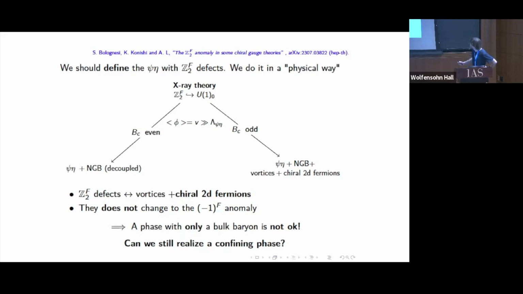But if you do this in a BC odd case, then what you get also are vortices and chiral 2D fermions stuck on the vortices. And these vortices are the physical realization of these defects, and they don't really change the fact that the system has a fermion parity anomaly. So a phase with only a bulk baryon does not reproduce this anomaly. Can we still realize somehow a confining phase?